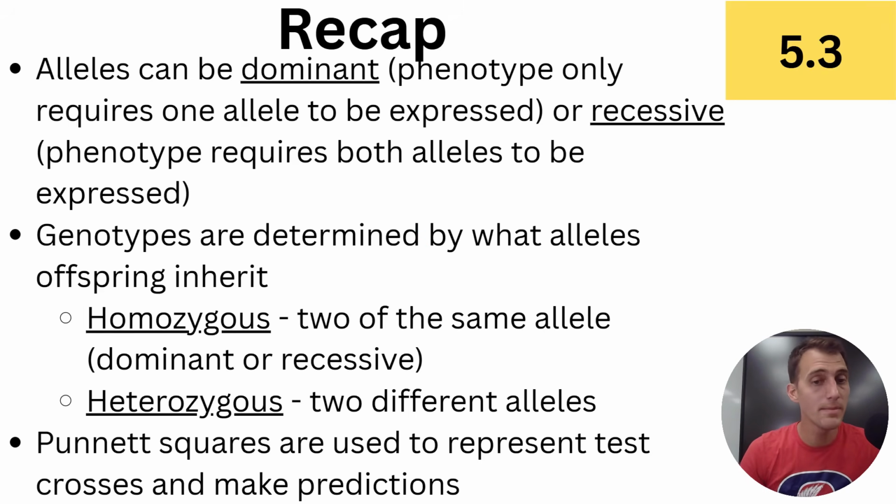And lastly, Punnett squares are used to represent test crosses and make predictions about inheritance patterns. We also looked at pedigrees, and Punnett squares and crosses can be applied to pedigrees to figure out the pattern of inheritance as well.